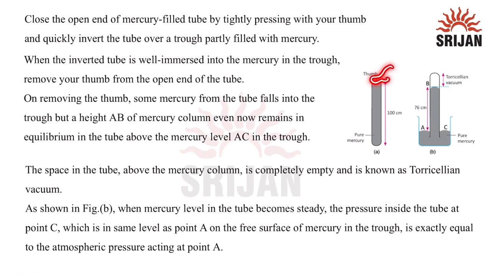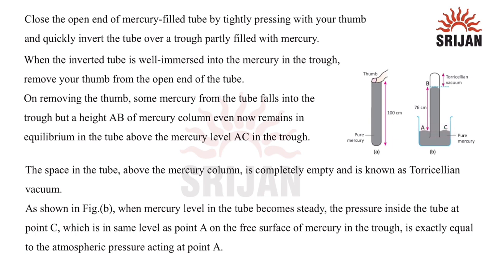Now we close the open end of the mercury filled tube by tightly pressing with our thumb, and we quickly invert the tube over a trough partially filled with mercury. Now when the inverted tube is well immersed into the mercury in the trough, we remove our thumb from the open end of the tube. On removing the thumb, some mercury from the tube falls into the trough, but a height AB, that is this height, as you can see, of the mercury column even now remains in equilibrium in the tube above the mercury level AC in the trough.